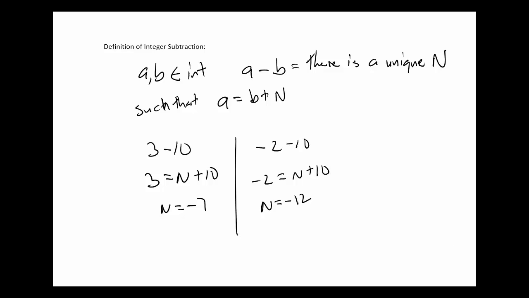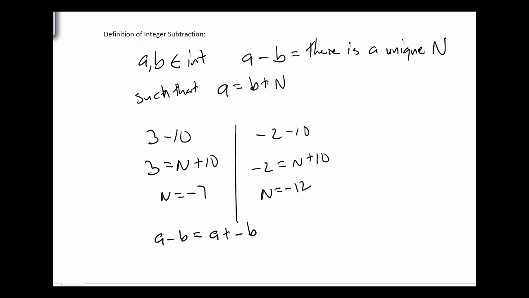Okay, so even though this is a formal definition of subtraction, we would actually show our students the add the opposite approach. So we would just define a minus b to be the same as a plus a negative b, and just be done with it. But it's okay to look at the formal.